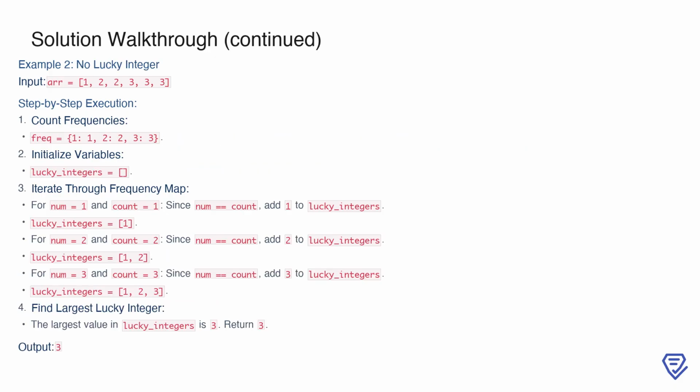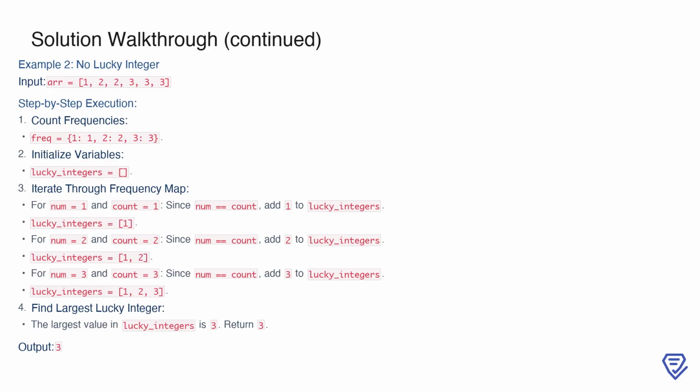In this example, the input array is 1, 2, 2, 3, 3, 3. Starting again, we compute the frequency map of the array, resulting in 1, 1, 2, 2, 3, 3. We initialize an empty list called lucky_integers to store lucky integers. Next, we iterate through the frequency map.